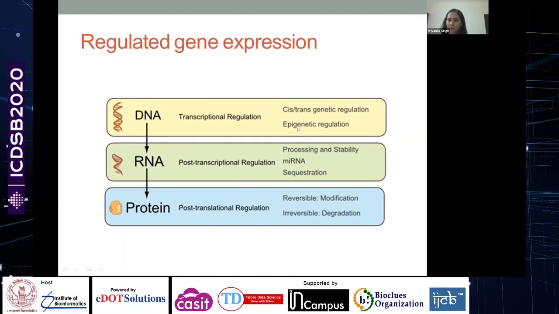There are epigenetic regulations. I mentioned histones. The DNA is packed around the histones. There are modifications of the histones, such as acetylation, that can happen. The packing of the DNA decides which genes are accessible for transcription, and which are very tightly packed and will not be accessible for transcription. So this is one way of regulating gene expression at the transcription level.